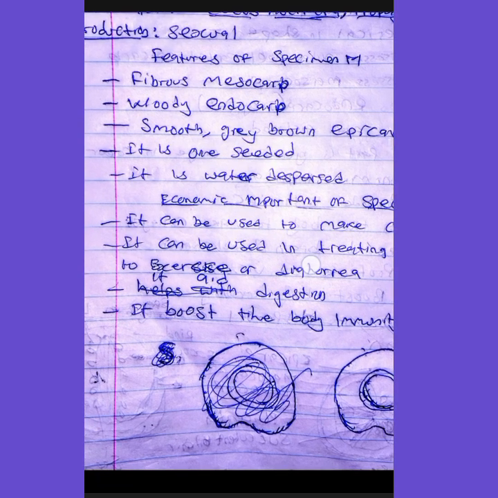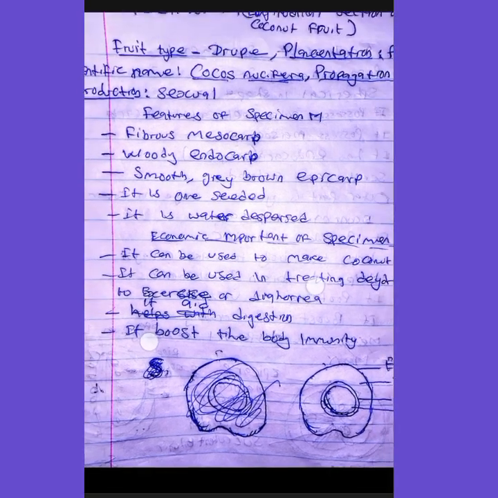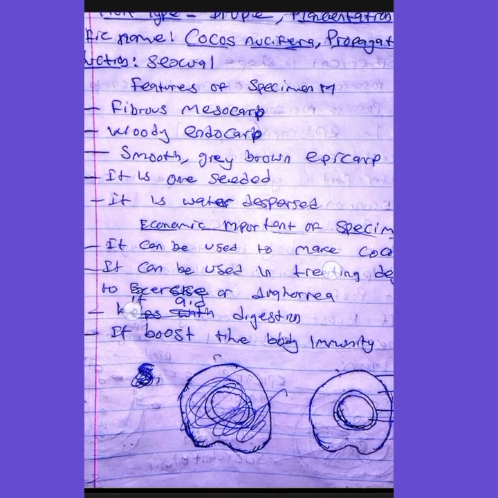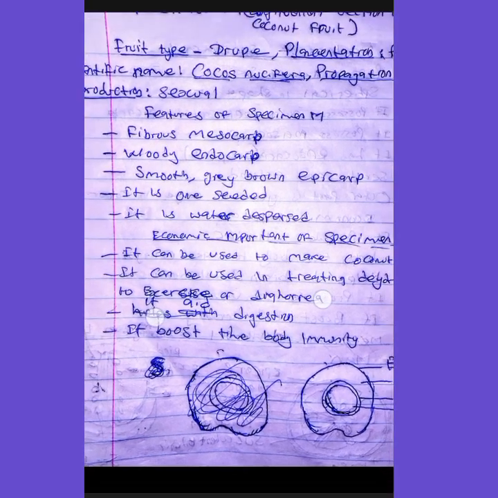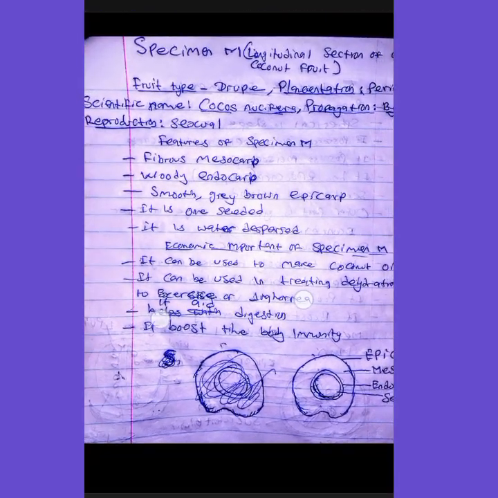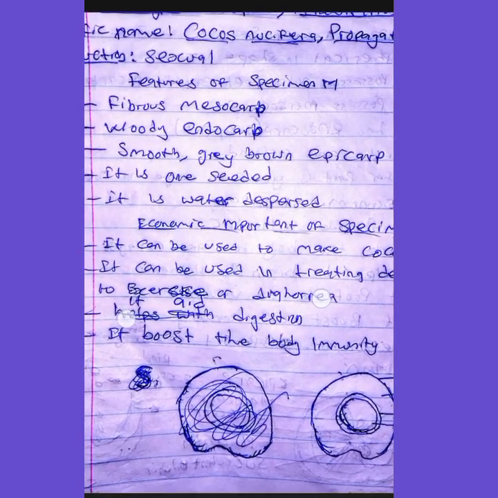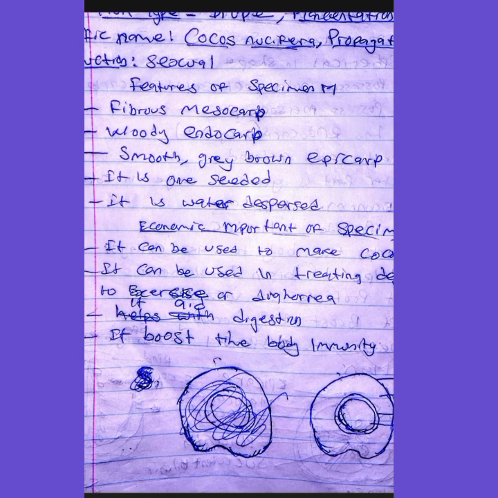It has a smooth gray-brown epicarp. It is one-seeded, that is, it is a drupe. That's why we call it a drupe. That's coconut. It is a drupe. If you are asked what the type of fruit is, it is a drupe. It is a water-dispersed fruit.